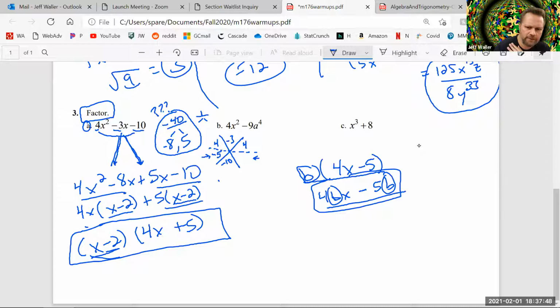I just worry about the top and the bottom. You pretend like the 4 is not there. And then from there, I get the 4x minus 5.